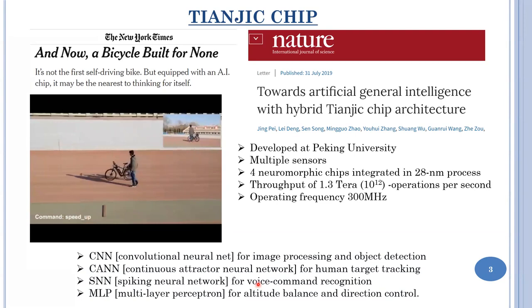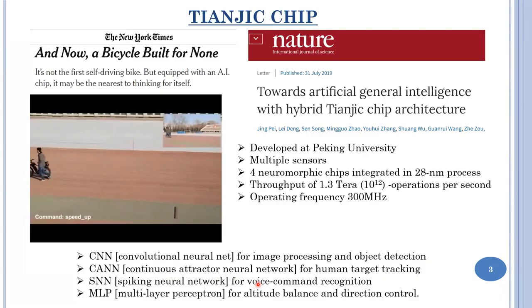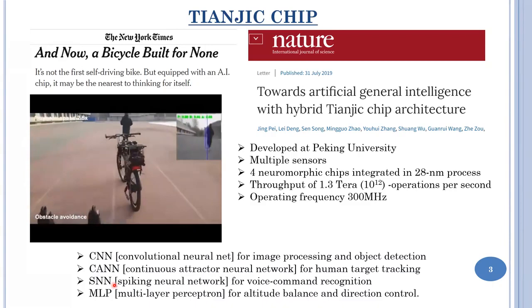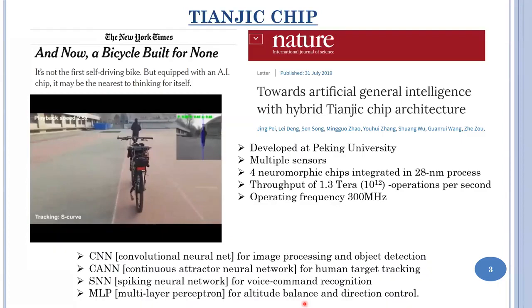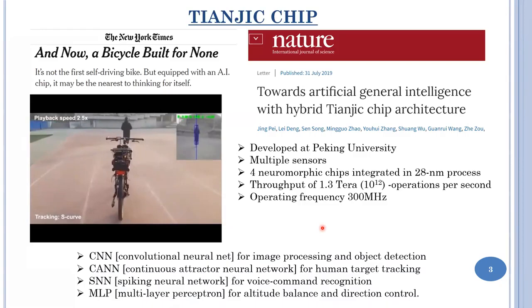The cognition of this spiking neural network is very close to your human brain, so it is most closely related to biology. The last neuromorphic chip that they developed was performing a multi-layer perceptron, which was for altitude balance and direction control. This multi-layer perceptron is simply a classifier, which I'll discuss later as well.